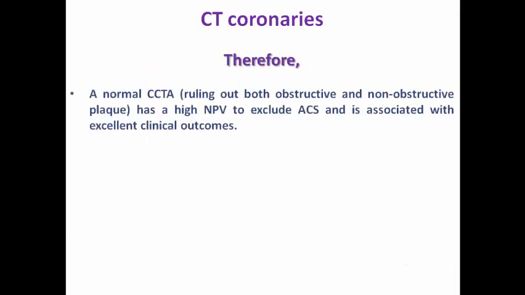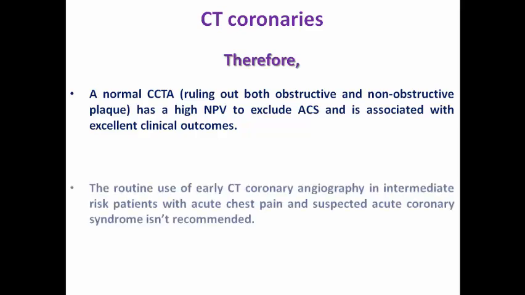Therefore, a normal CT coronaries of course rules out both obstructive and non-obstructive plaques with a high negative predictive value to exclude acute coronary syndrome with excellent clinical outcomes. But its routine use in intermediate risk patients with acute chest pain and suspected acute coronary syndrome so far is not recommended based on the results of the previous trials.